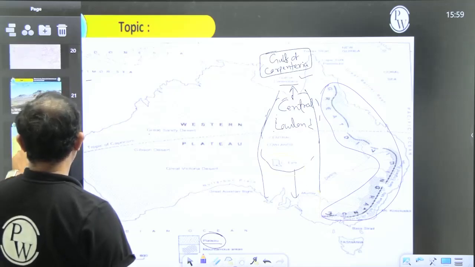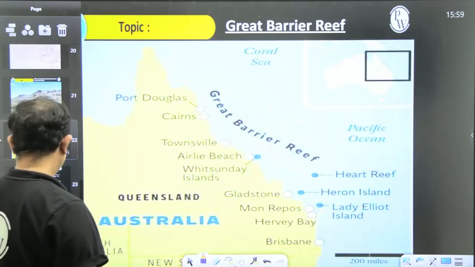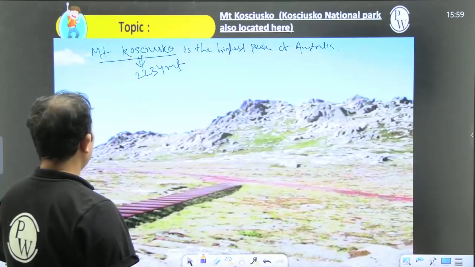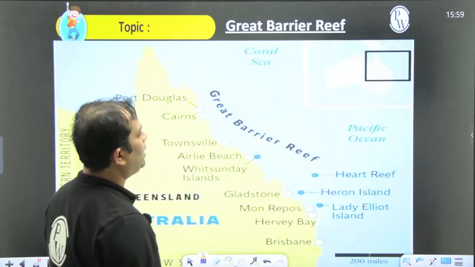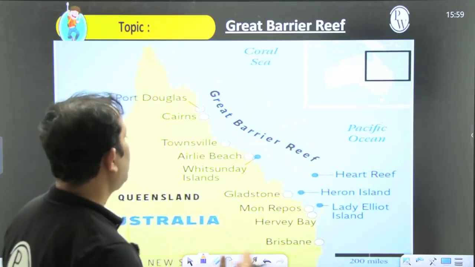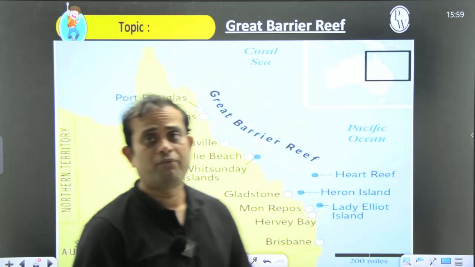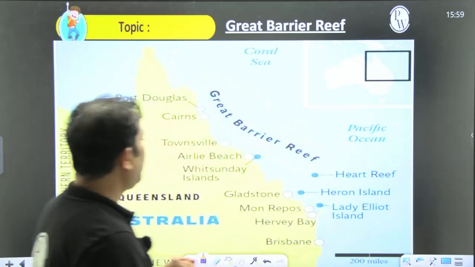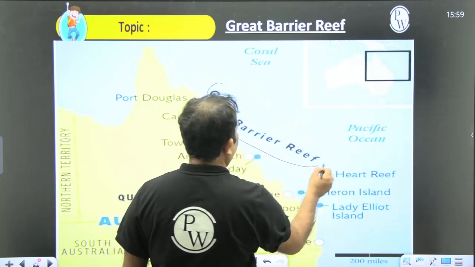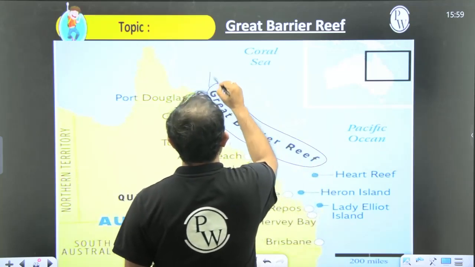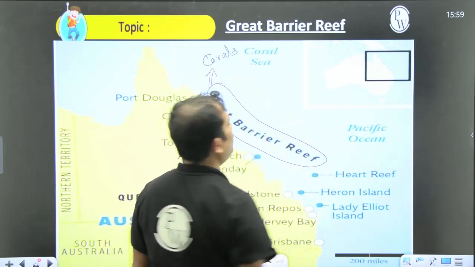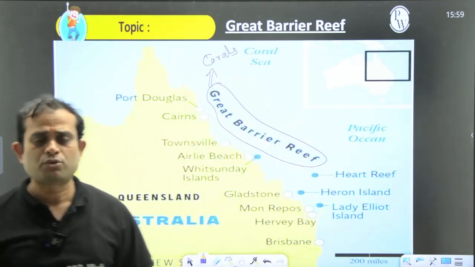Next we'll go for the Great Barrier Reef. This is a very interesting part. What do you mean by the reef? The Great Barrier Reef is basically made up of corals. What is coral then?